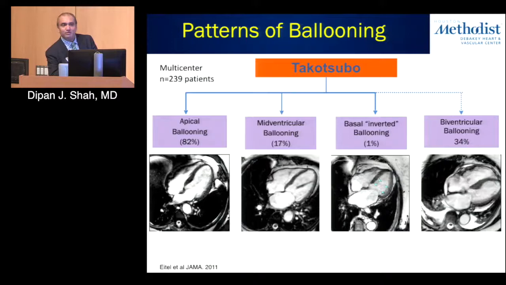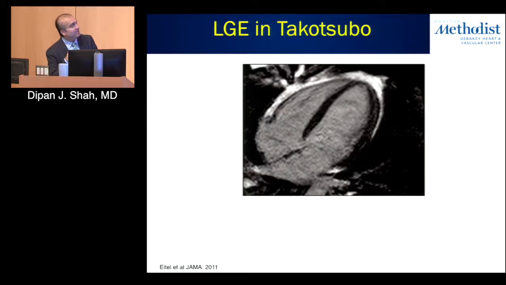So again, I think with the use of CMR, it helps us to better understand some of these conditions. And I think we've begun to realize that although we think of the apex as being the classic area affected, that may not always be the case. In addition to that, in this study, when they did the late gadolinium enhancement CMR, looking for fibrosis or injury in the myocardium, they really did not find any in these patients with Takotsubo's. So again, significant wall motion abnormality, but the absence of any evidence of myocardial damage by CMR.